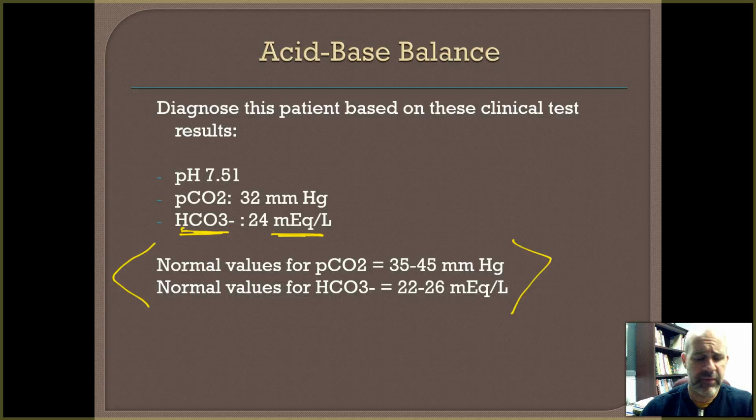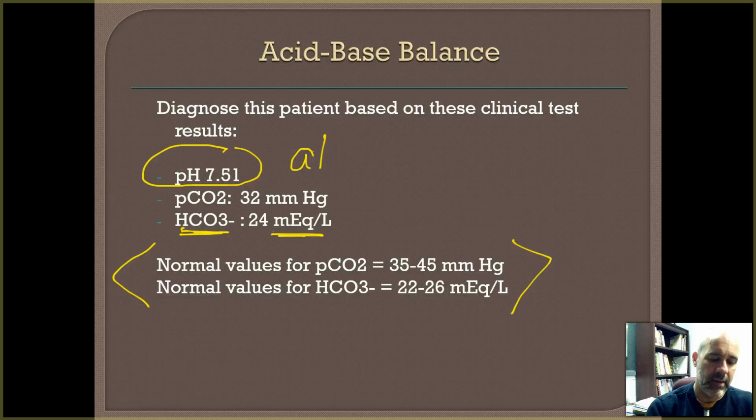So what we have to do, first of all, pH is 7.51. Now you should know the normal pH range for human body fluids by now. It's 7.35 to 7.45. So first we have to figure out, does this patient have a problem? And at 7.51, the pH is too high. So is that acidosis or alkalosis? Hopefully you're thinking alkalosis.